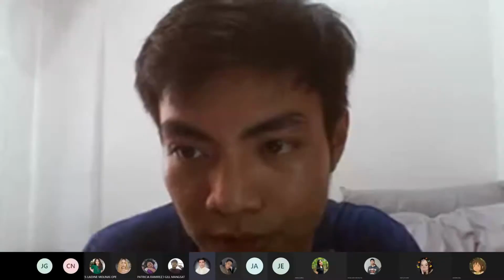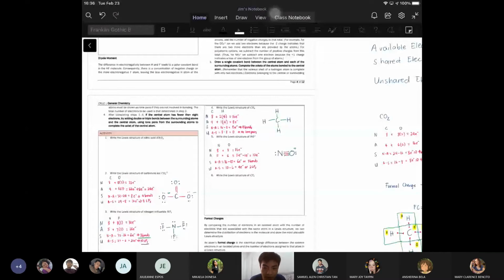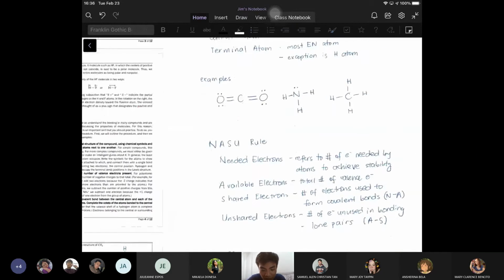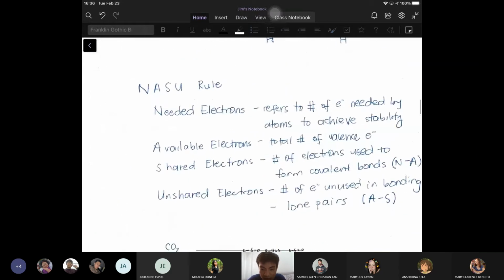NASU rule, no? So what is NASU rule? That is a rule that will help us to draw the molecules, no? So we use NASU rule to draw molecules, no? So ano yung NASU? N is the needed electrons, so that refers to the number of electrons needed for an atom to achieve stability, no? So that is commonly referred to as the octet rule, no?